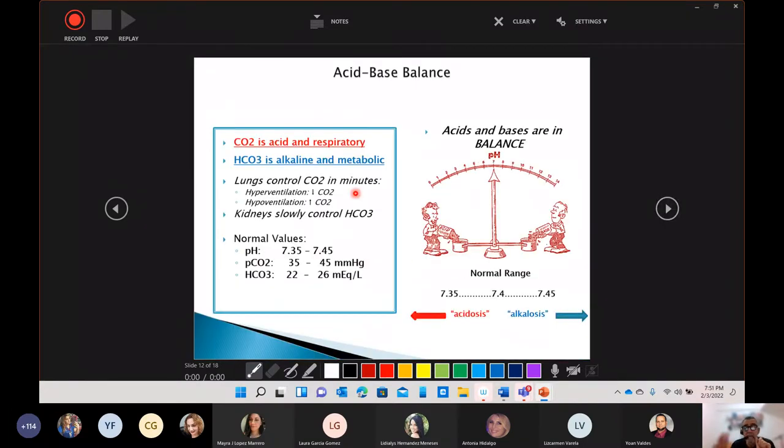ABGs, what you need to know about ABGs. First, you need to know your normal values well, because you need to be working with the values.